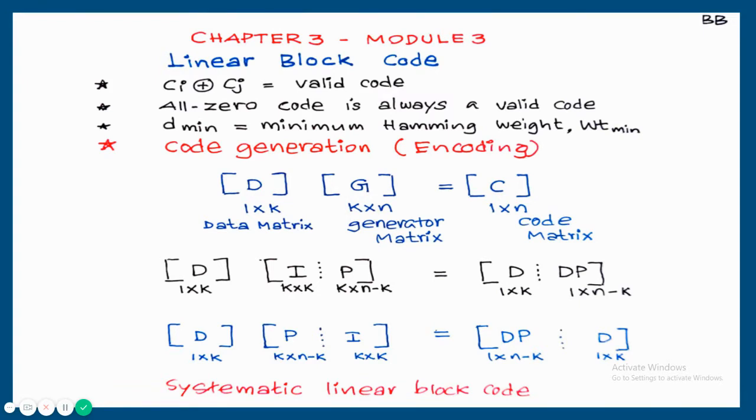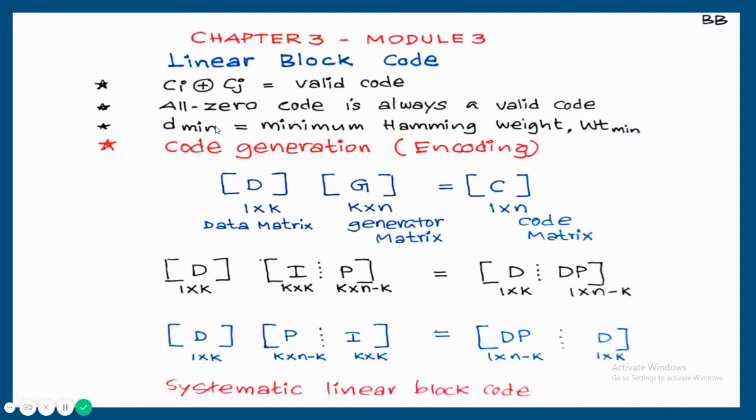First, I am showing the definition of a linear block code. A block code is said to be a linear block code if addition of any two valid block codes provides a valid code. This property we already studied in the previous module. The all-zero code is always a valid code in a linear block code set.